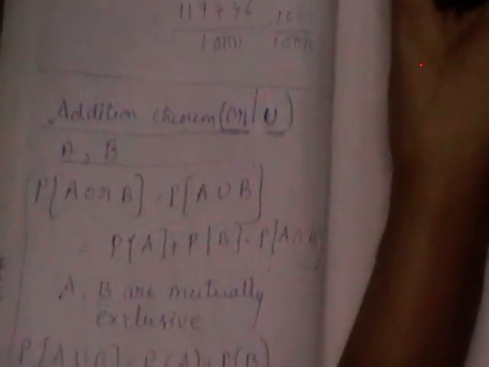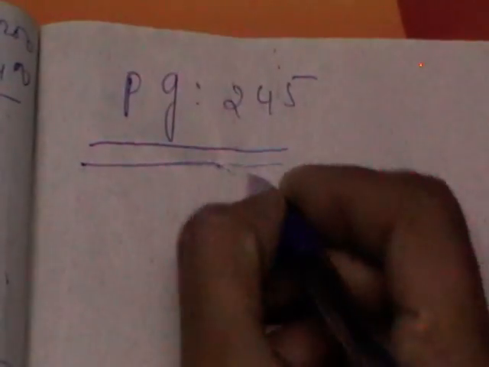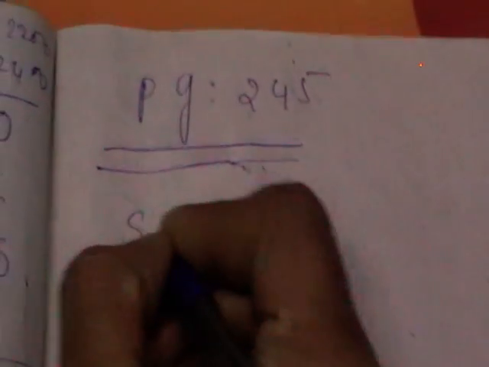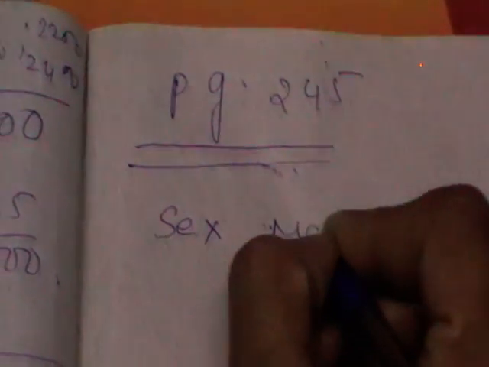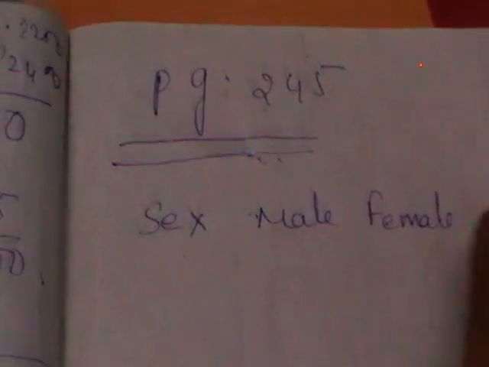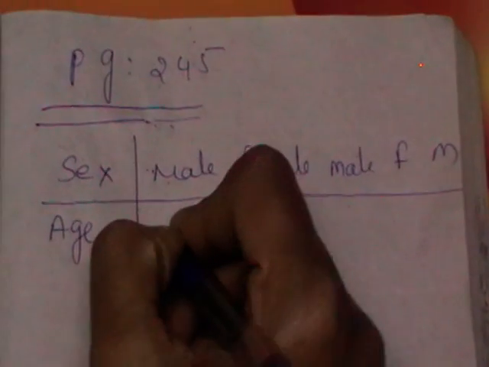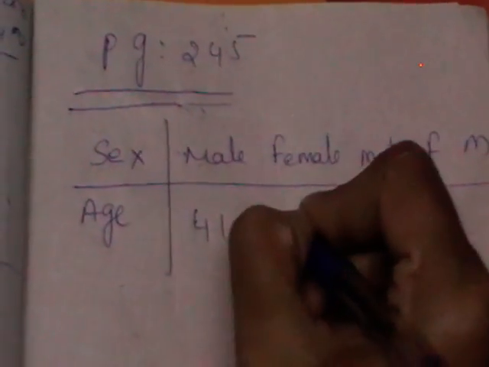So let us do the problems on this. If you go to your page number 245, the managing committee of a Vaishali Welfare Association formed a subcommittee of 5 persons to look into water and electricity problems. Profiles of the 5 persons are given. Some data is given: female, male, male, female, male, and the sex of the particular persons in the committee and their respective ages are given.